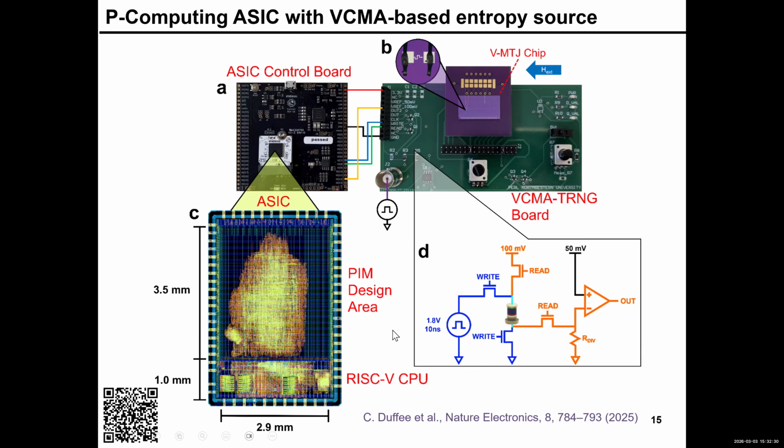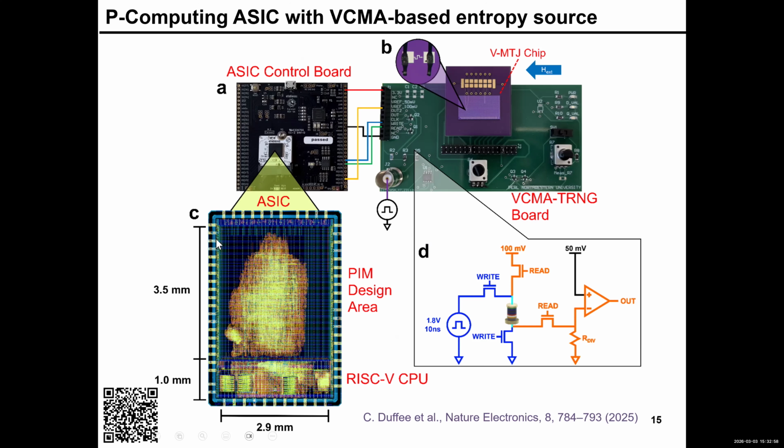And it's basically a digital chip that contains two parts. It has a RISC-V controller that basically controls the whole system. It controls when you pulse the voltage-controlled MTJs. It reads the states of those V-MTJs from the adjacent board. And then it feeds it to the core of this thing, which is what I'm calling here the PIM design area, the probabilistic Ising machine design area.